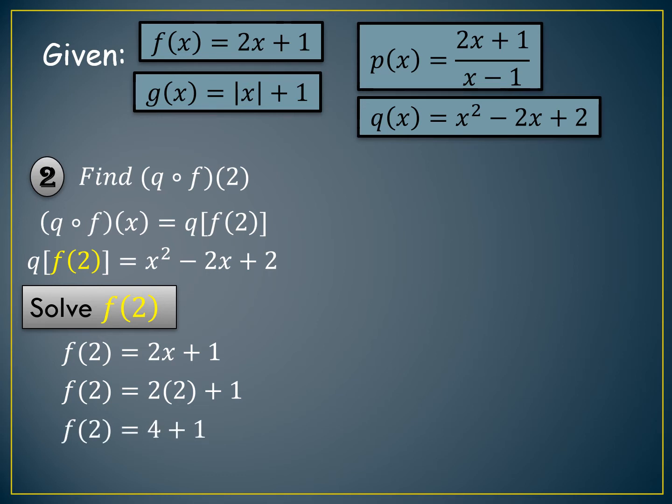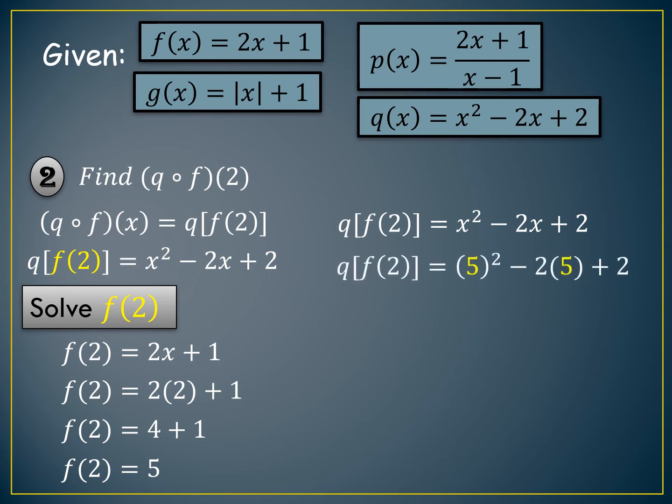So, 4 plus 1 is equal to positive 5. So, positive 5 is now the value we will use for the x in q of x. Okay, so what was the equation again? x squared minus 2x plus 2. So, what you will substitute for the x is what you got from f of positive 2, which is positive 5. So, change it into positive 5.